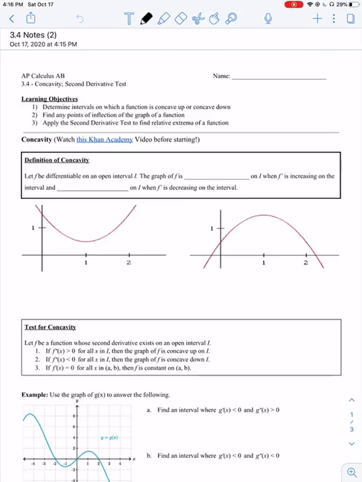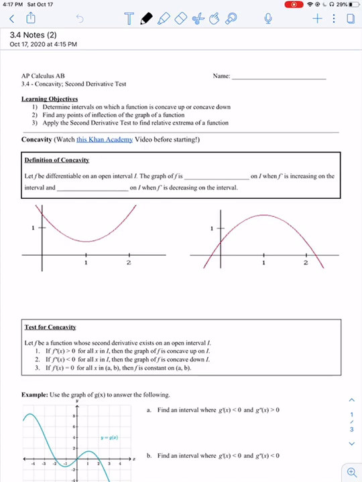Hello, today we are looking at section 3.4, which is about concavity and the second derivative test. So you can see our learning objectives up at the top. We are going to determine the intervals on which the function is concave up or concave down. We will find any points of inflection of the graph of a function, and we will talk about how you can apply the second derivative test to find the relative extrema.